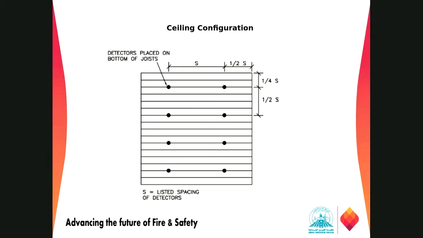And this is the ceiling configuration, right, for ceiling joist. So if there is a distance between two detectors, the minimum distance from the wall should be half of the spacing, right? And this should be minimum 1/4 from this side, and this is a half of the spacing. This is how the spacing of two detectors takes place.